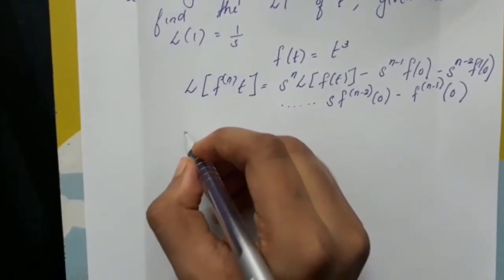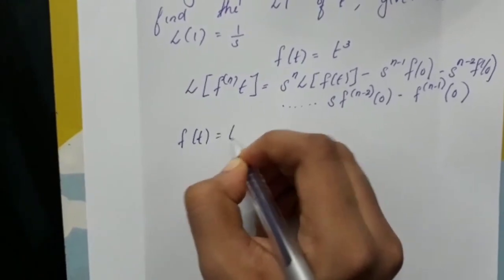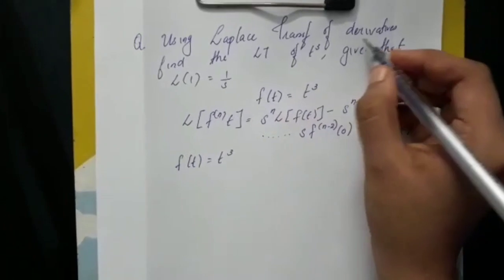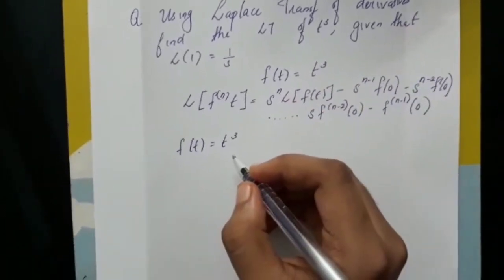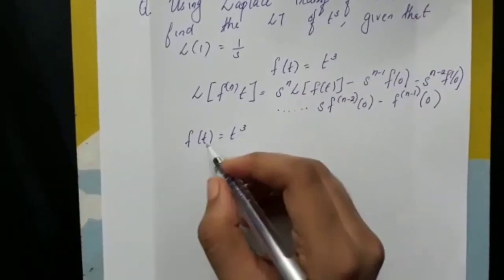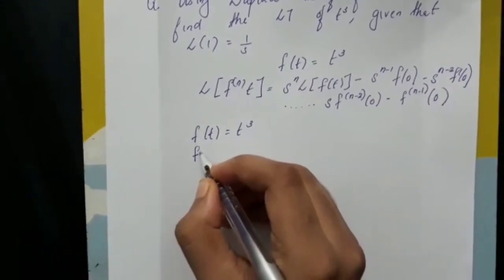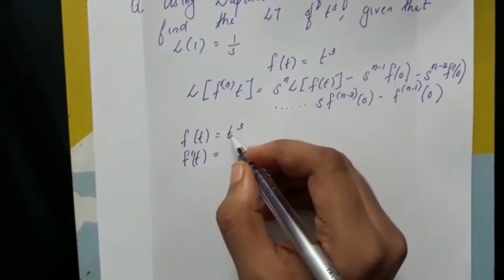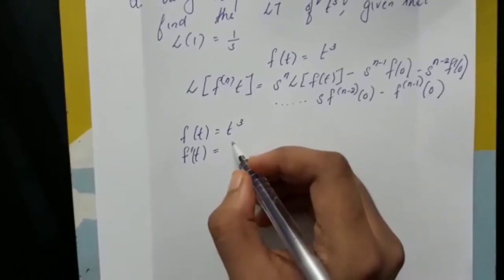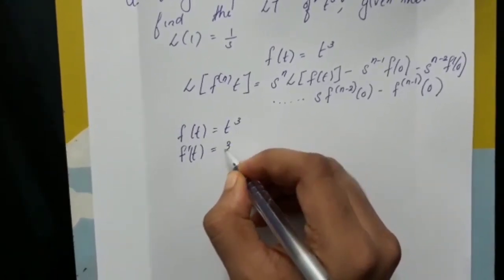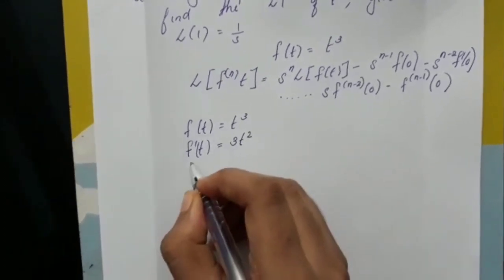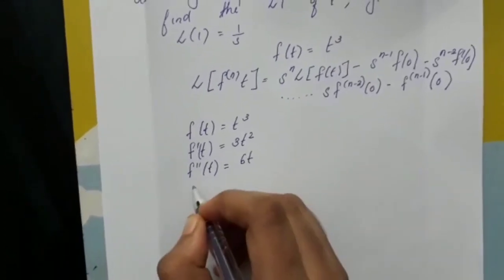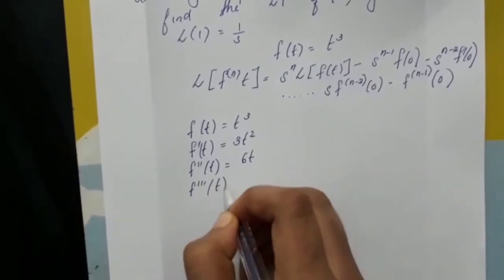As you know, f of t is equal to t cube, and we are using the properties of derivatives. So we need to find the derivatives of f of t, that is f dash of t is equal to, that is we need to take the derivative of t cube. Derivative of t cube is 3t square, and f double dash of t is equal to 6t, and f triple dash of t is equal to 6.